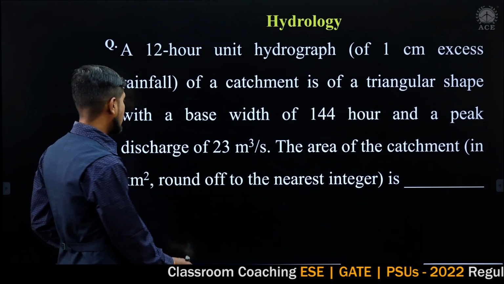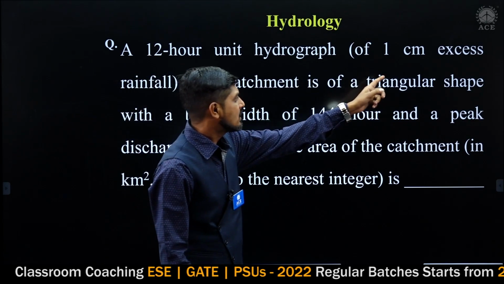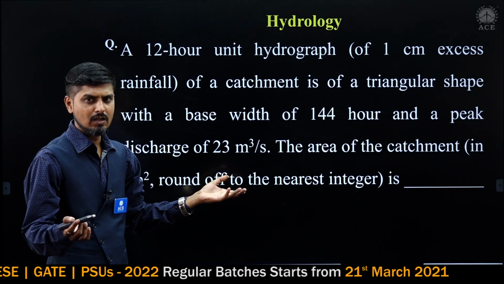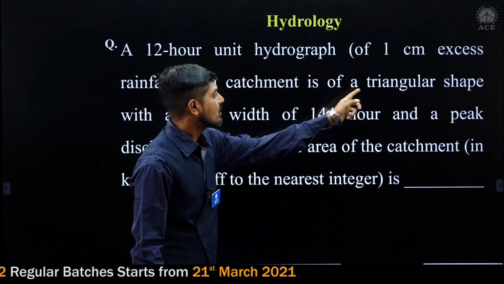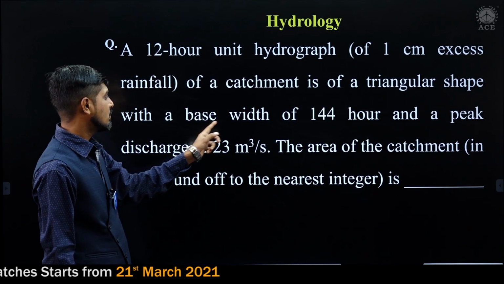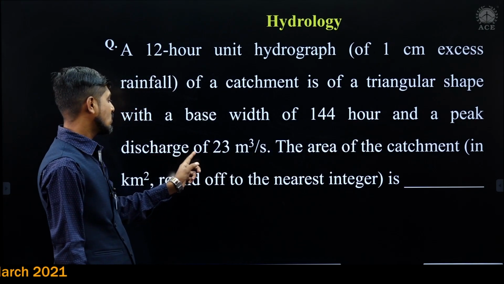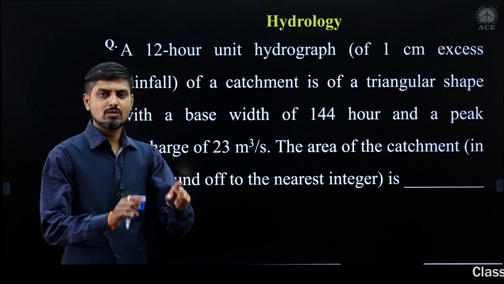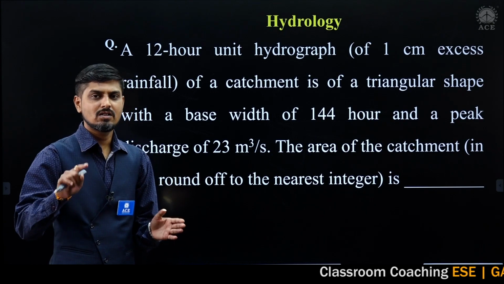So what is given in this question? A 12-hour unit hydrograph of 1 centimeter excess rainfall, that is nothing but a unit hydrograph, means R value will be equal to 1 centimeter, of a catchment is of a triangular shape with a base width of 144 hours and a peak discharge of 23 meter cube per second. So there is a 12-hour unit hydrograph for a catchment area which is in the form of a triangle.